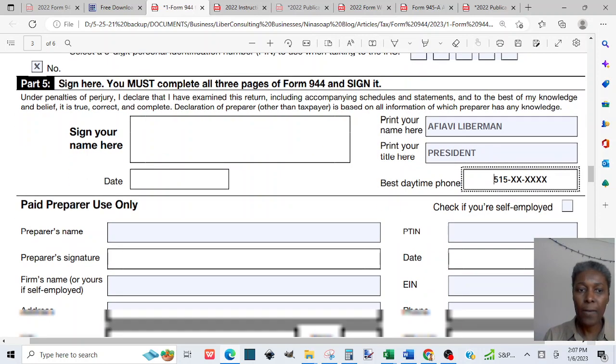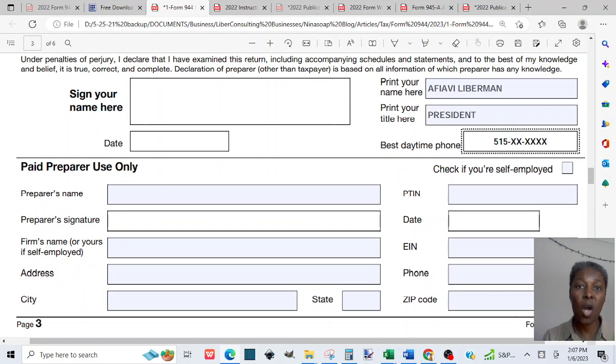So Part 5, Paid Preparer Use Only. If you paid a tax preparer to file your Form 944, expect them to complete the Paid Preparer Use Only section with their name, their firm's or business name, their address, their PTIN number, their EIN number, phone number, zip code, and all that. And when it is printed out, the tax preparer will sign and date.